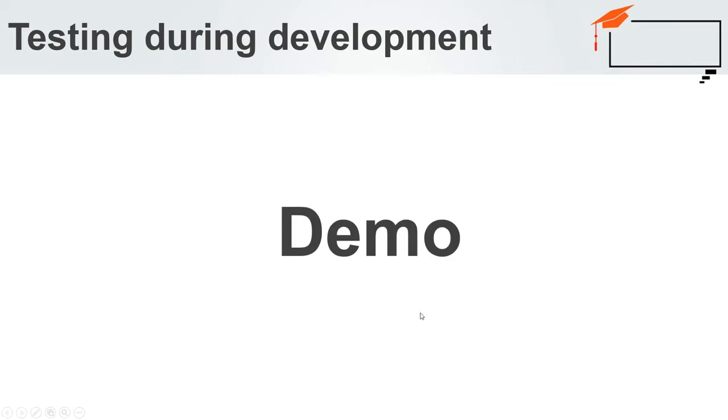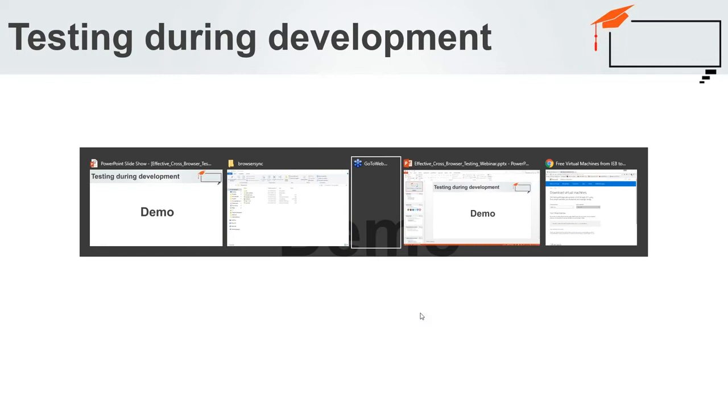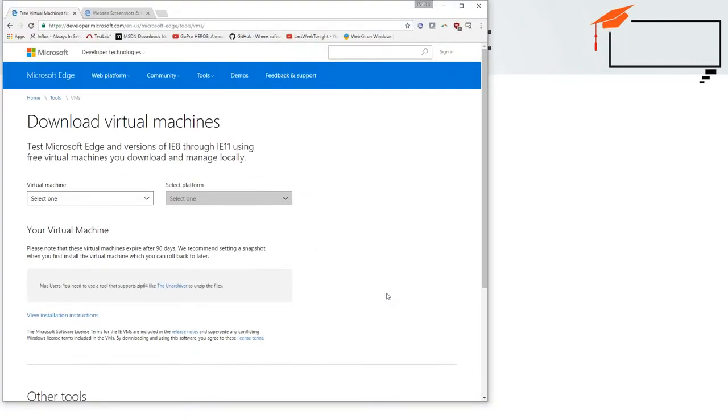So I'll show the free virtual machines Microsoft provides. As I've said before, you get the link later on. You can download them on the Microsoft homepage. They're here: IE8, IE11 on different operating systems even, and the latest version of Microsoft Edge is available as well.